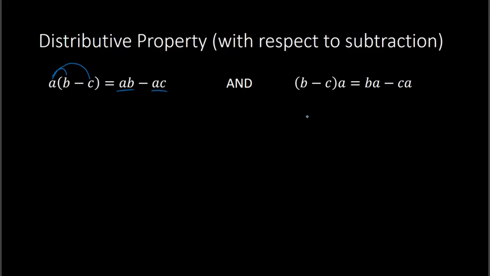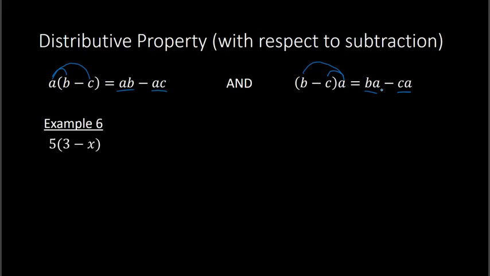And the same thing applies if the a is on the right side. We take a times b to get the first term, which is ab or ba, same thing, and then a times c, or c times a, for the second term, and then keep the subtraction sign in between.